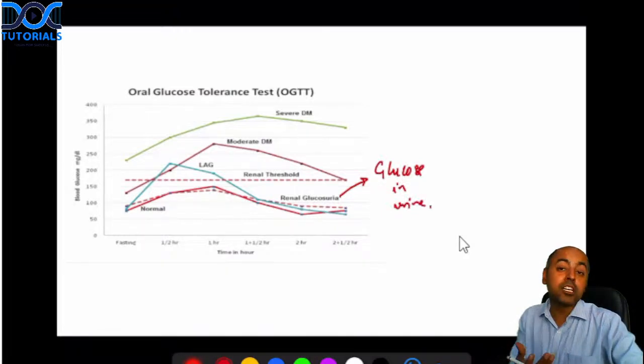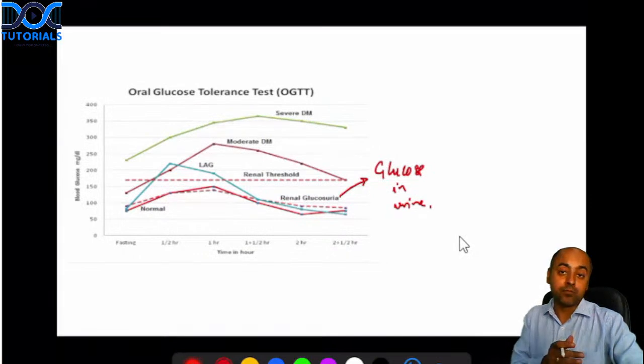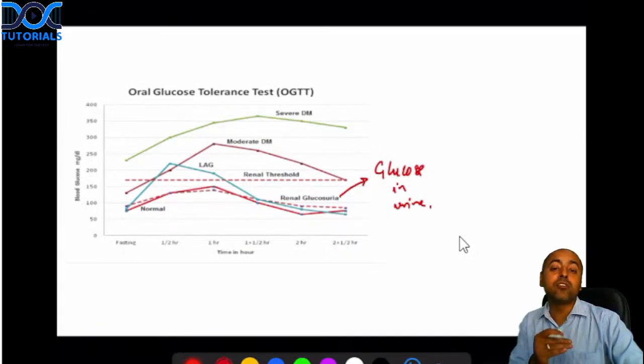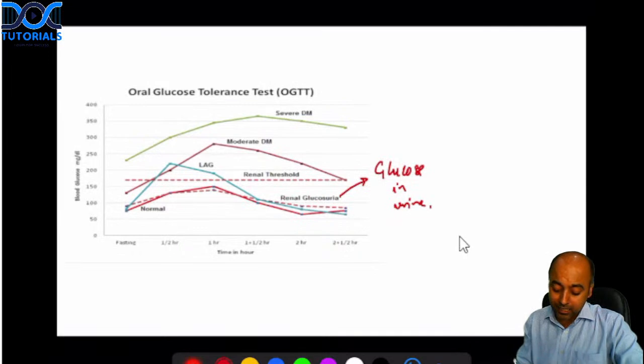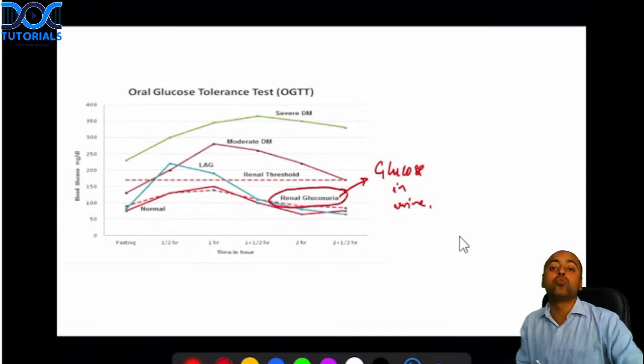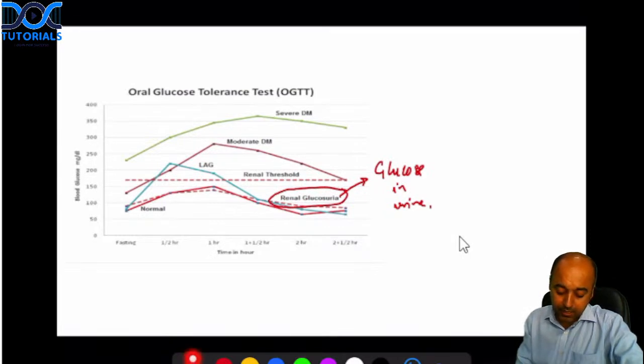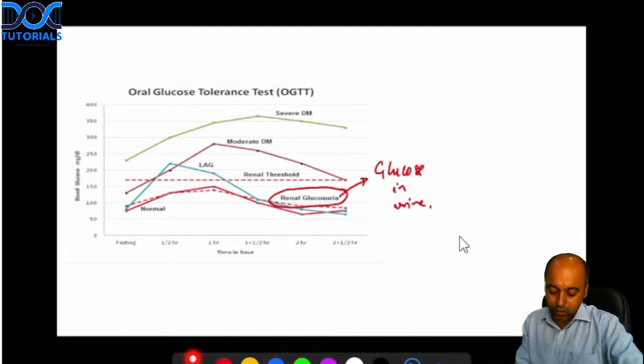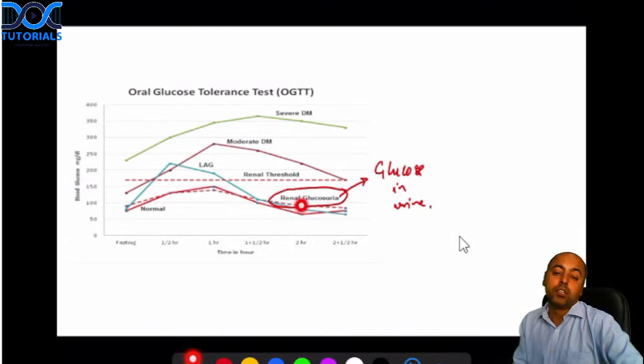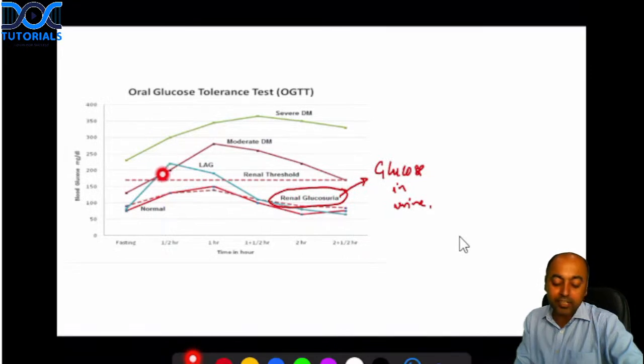Glucose in urine can be there when the blood glucose levels are more than 180. But if the glucose in urine is there and the values are less than 180, in that case we call it renal glucosuria. Otherwise, we don't call it renal glucosuria. In some cases, the 0-hour value and the 2-hour value are normal, but the peak value is greater than the renal threshold. In these cases, you will find glucose in urine. This is not renal glucosuria, because the renal threshold has been crossed.